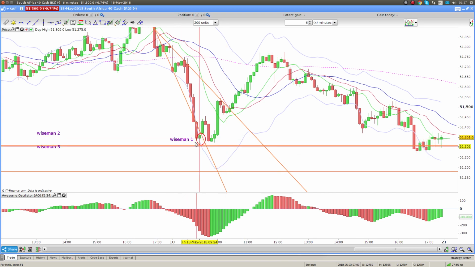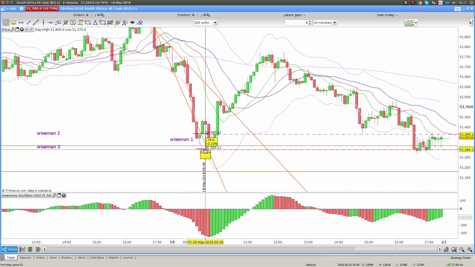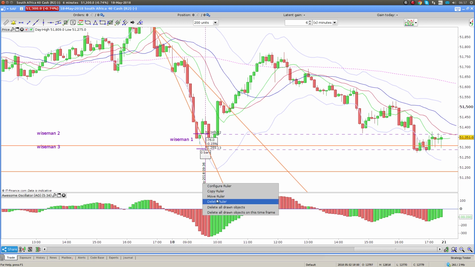Okay. Now, just to clean the chart up, I'm going to delete that. That's wise man number one. Where is my entry? My entry is a break above that bar. And my stop is below this bar. But now, use a bit of logic here. We have a level here. So just move your stop below the level. You will see that this is probably only a 76-point stop loss. So it's a relatively small stop loss.